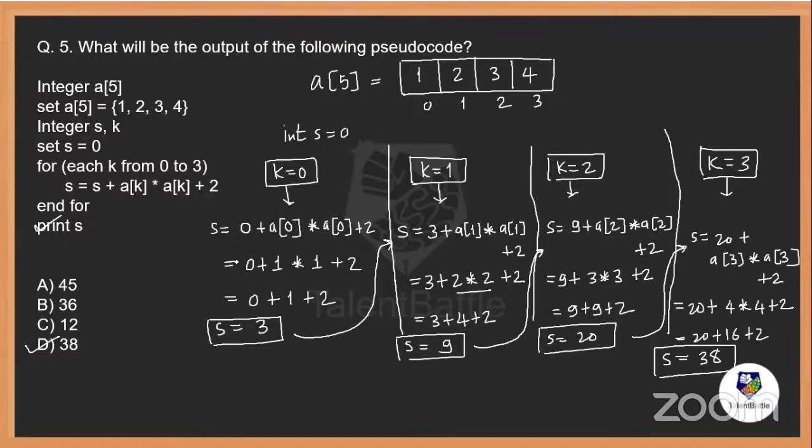Try to make sure that you are solving the questions within the timeline of 1 minute. 1 minute for one question. By practicing, it will happen. Okay, so these are the 5 MCQ questions that we are done with. Now we will move to the coding questions.